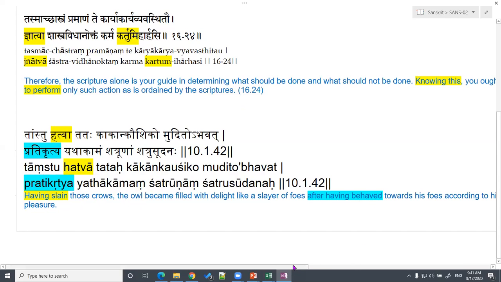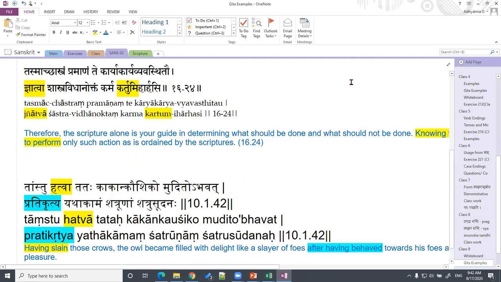So this is a verse from Mahabharata. Pratikrutya, after having behaved towards his foes. So pratikrutya, after having behaved or after having done, in that sense. So I just wanted to show you some examples both in the simple sentences as well as in the scriptures for these forms. So now I'll take the questions on the chat window.